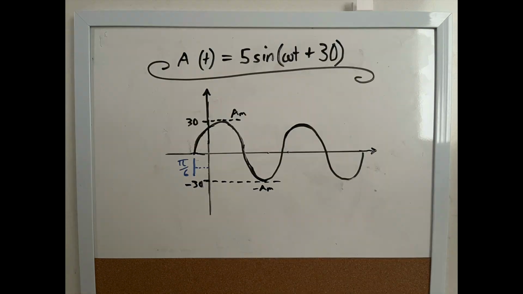For the purposes of demonstrating calculations and conversion between forms, I'll be using this example of 5 sine(omega t plus 30) throughout the remainder of the video.